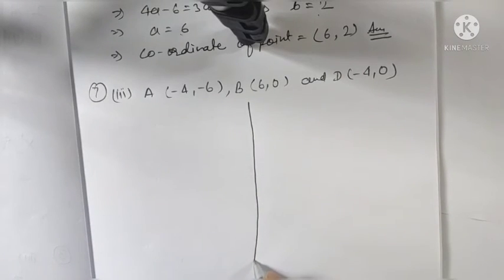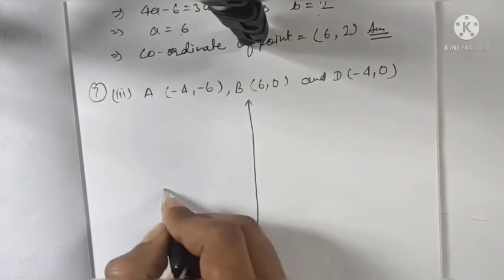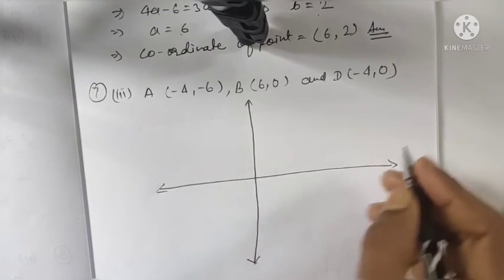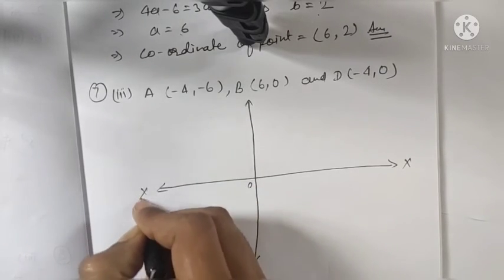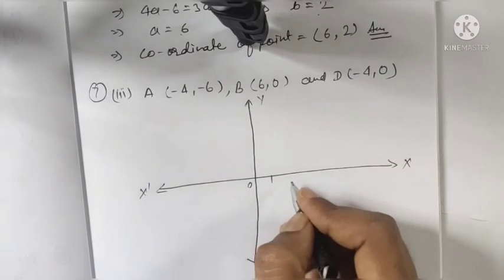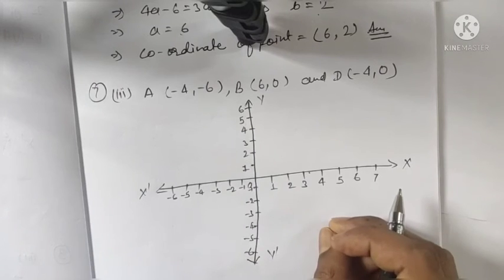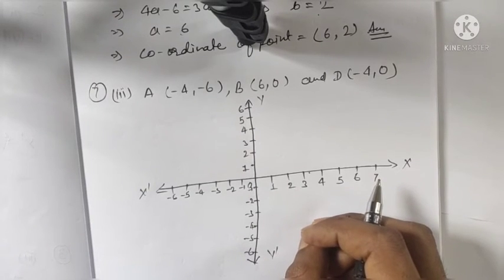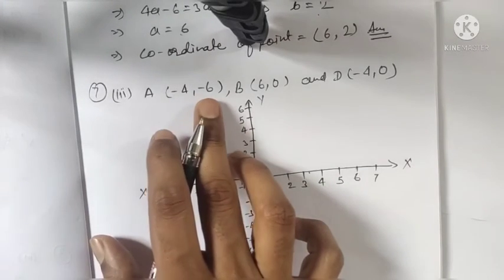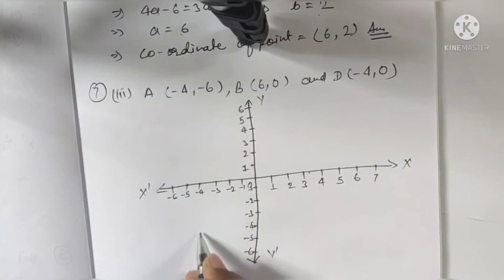Always remember, you have to do it in the graph copy. So draw two mutually perpendicular lines, that is x-axis and y-axis, in this manner, and mark them as X'OX and Y'OY. Now I have a Cartesian plane here, and now mark all points, that is (-4, -6). So the value of x will be -4 and the value of y will be -6, hence it will be here. So this is our point A, that is (-4, -6).